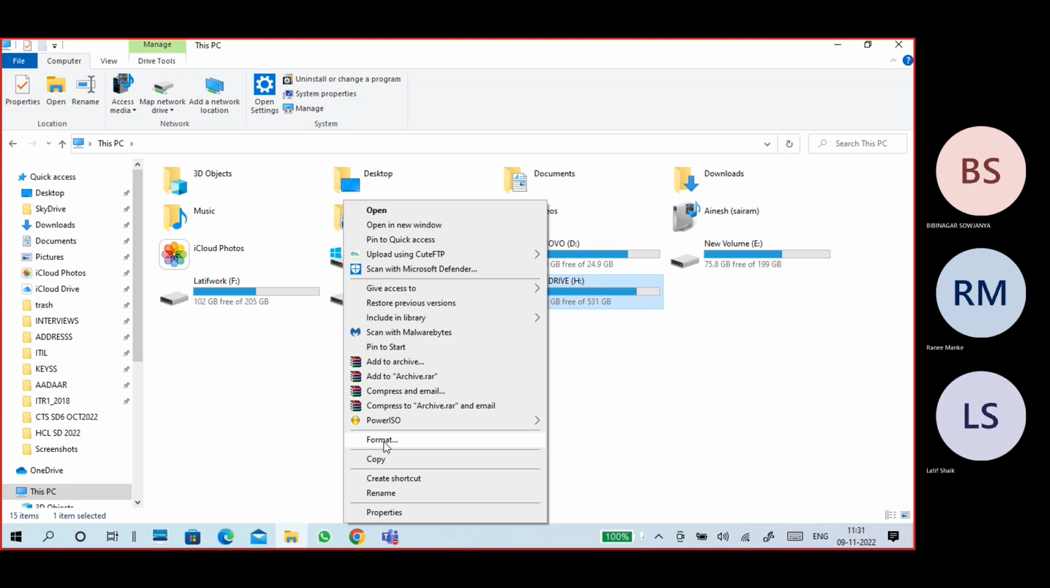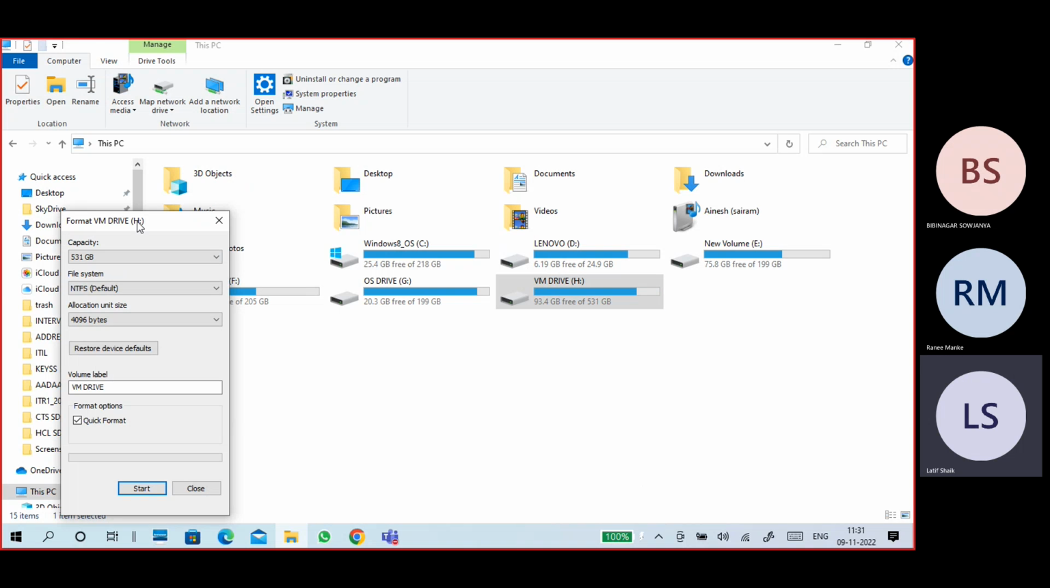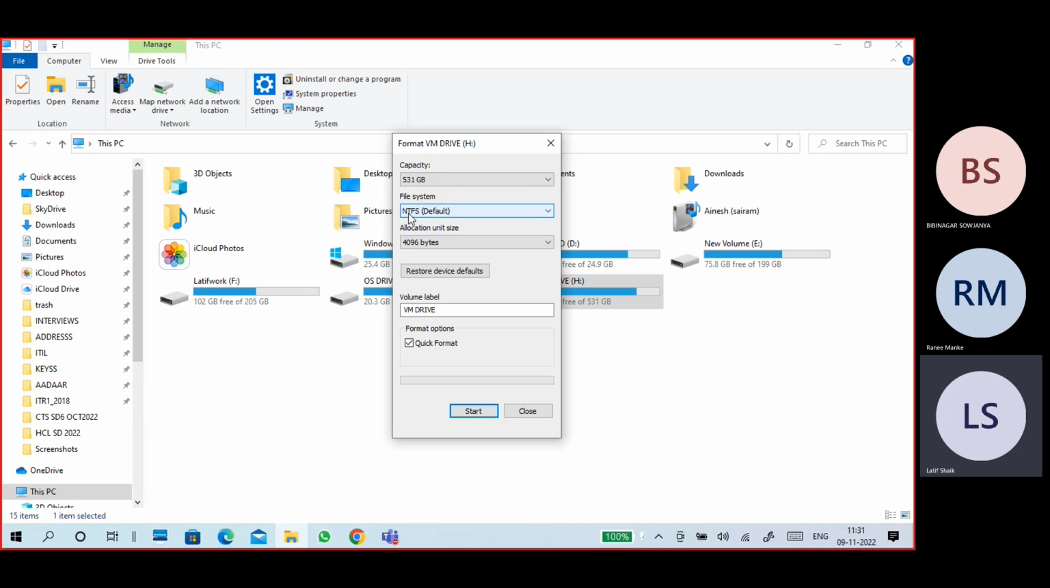So I right click, I do format. What happens if I do format? Data will be gone. A new file system will be created, NTFS file system. Don't do it, guys, data loss, you cannot recover it. File system NTFS, click start. I am not doing it because I need this one. I have almost 400 GB of data there. So don't do it. But I am trying to define a file system, NTFS.